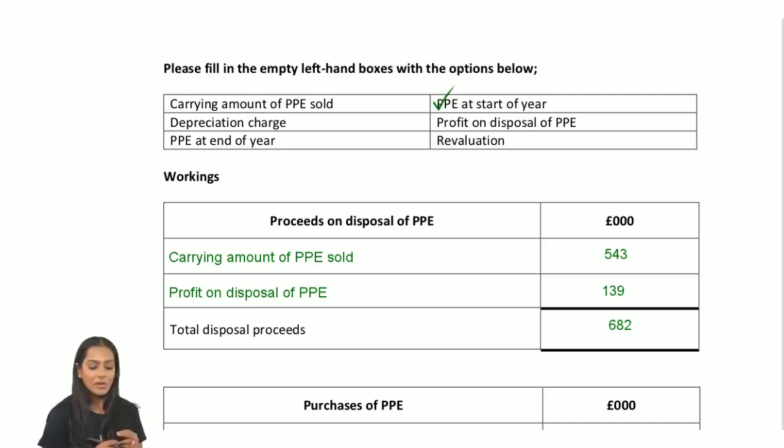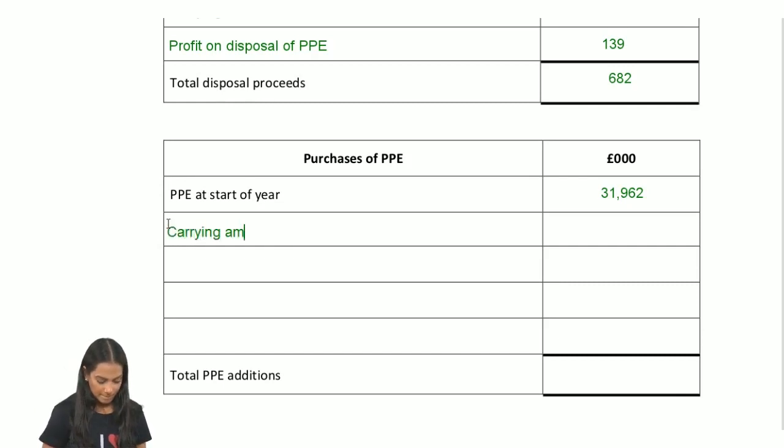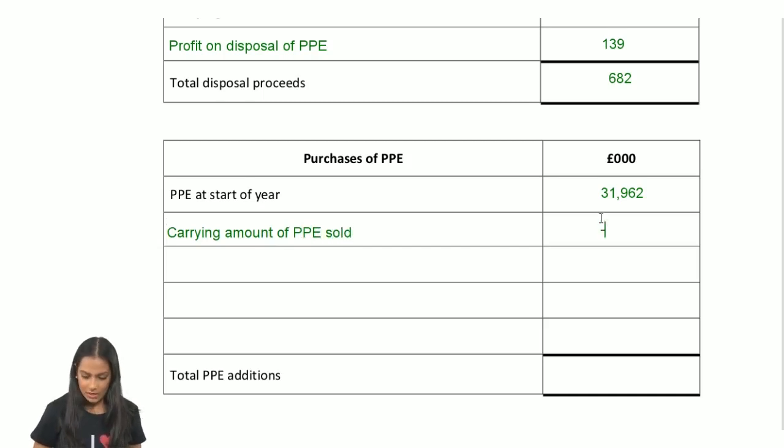Done. Now we can have carrying amount of PPE sold. You know that an asset was sold during the period, and this will reduce the value of your property, plant and equipment. So, carrying amount of PPE sold. This will reduce your PPE, so you do a negative 543,000.